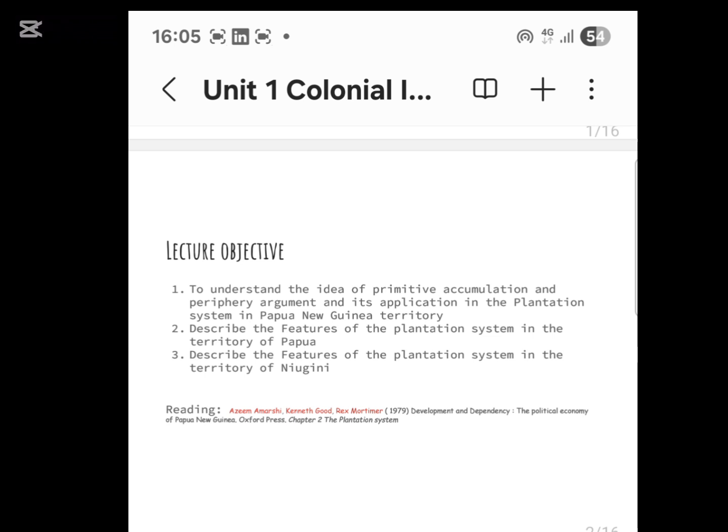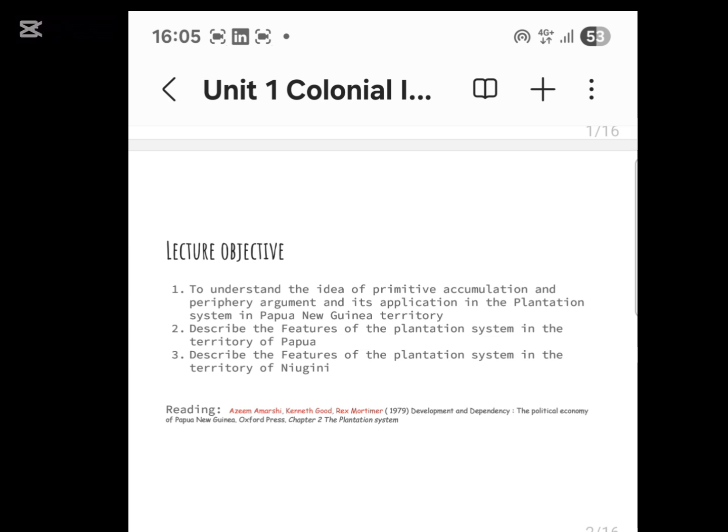So the first reading, the plantation system or the plantation economy. If you read through the reading, what I did was break that reading down into lecture format and discussion format for us to discuss. There are 3 themes discussed in the reading. Number 1 is to understand the idea of primitive accumulation. This is an important word. What is primitive accumulation?